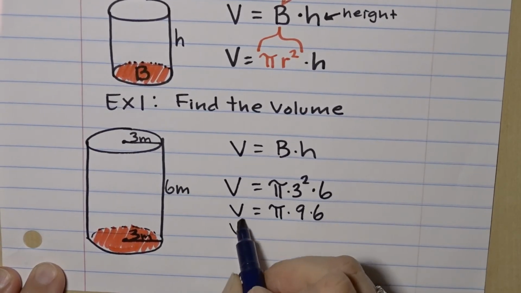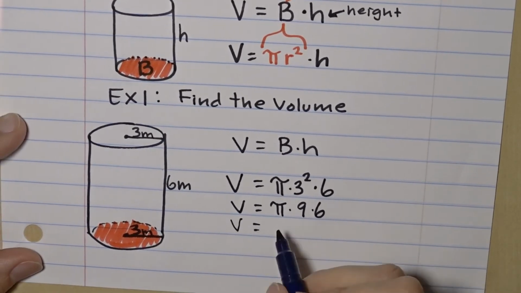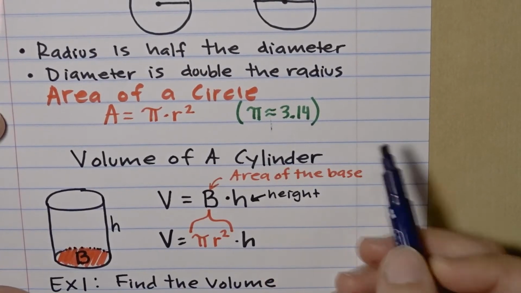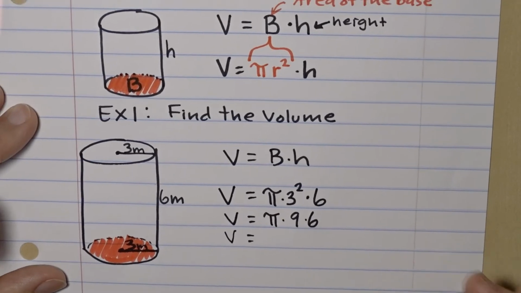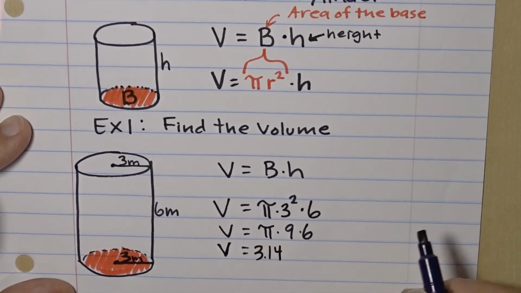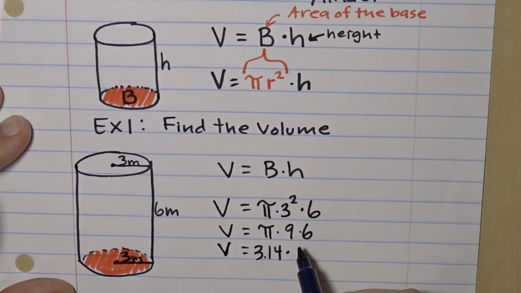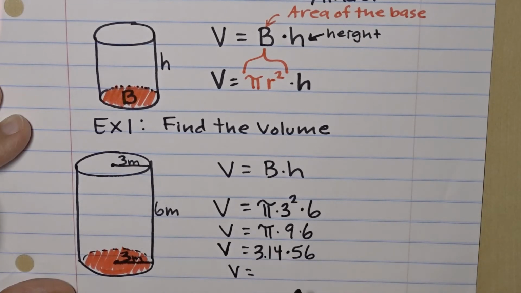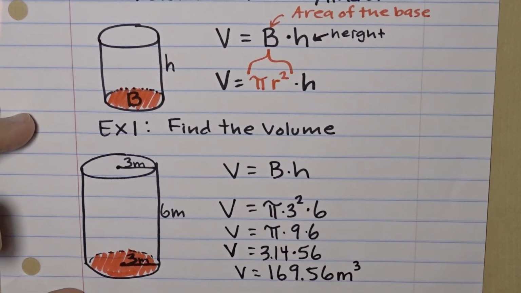And now it's just a calculation. You might want to grab your calculator now. Pi, remember over here, was really 3.14 as our abbreviation. We don't want to write all the decimals down. That's a close enough approximation. Times 9 times 6 is 56, and then together those two. And the units are meters cubed.